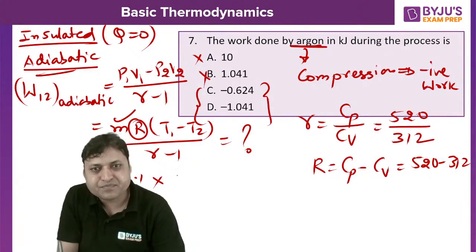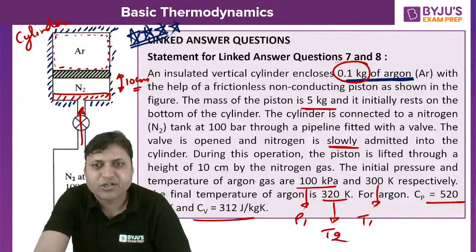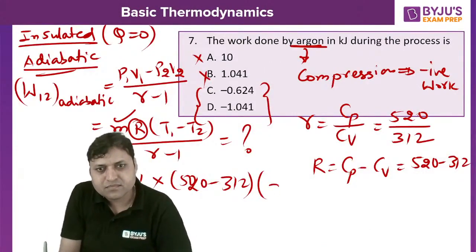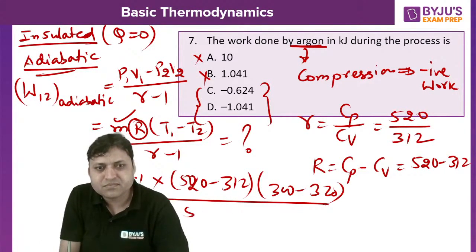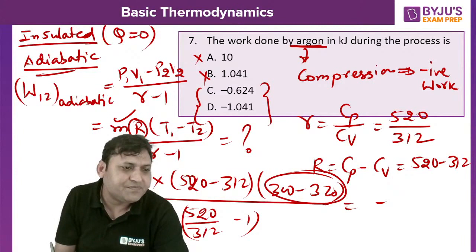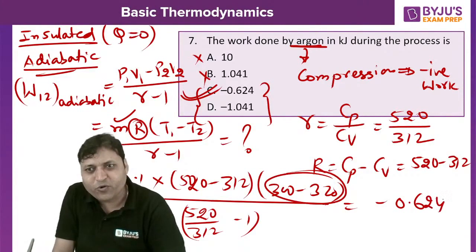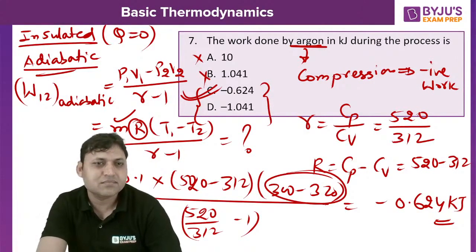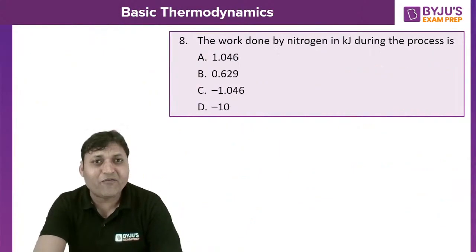0.1 into R, that is 520 minus 312, into T1 minus T2. T1 is 300 minus 320, upon gamma minus 1. Gamma is Cp by Cv. It will be negative because this value is negative. What is the answer? Are you getting option C? It will be minus 0.624 kilojoule. I hope it is clear to everyone.